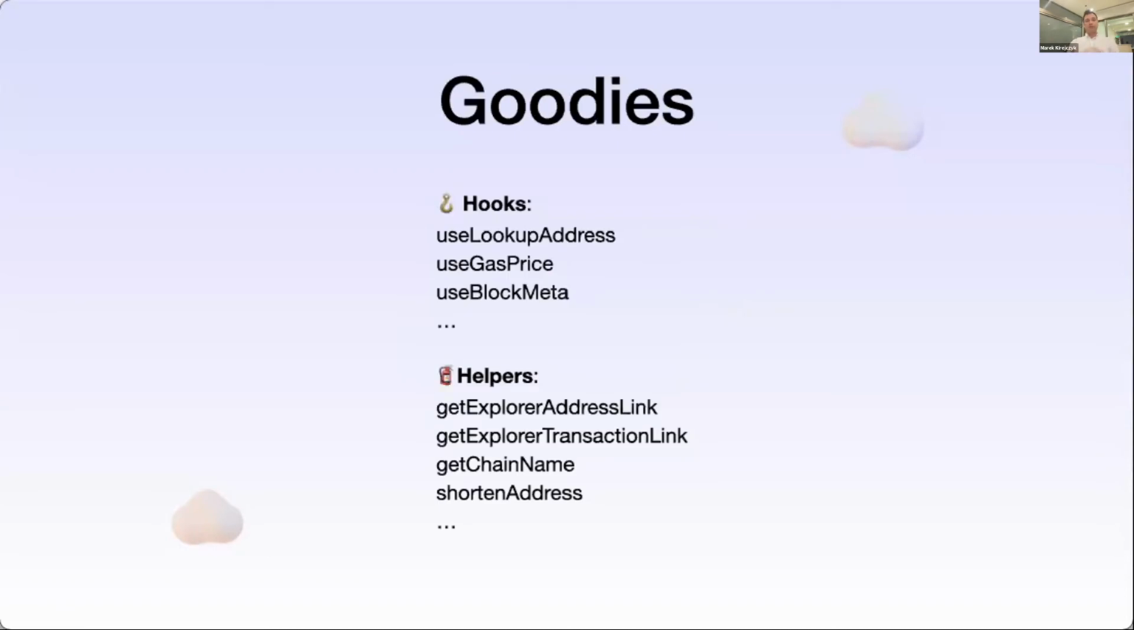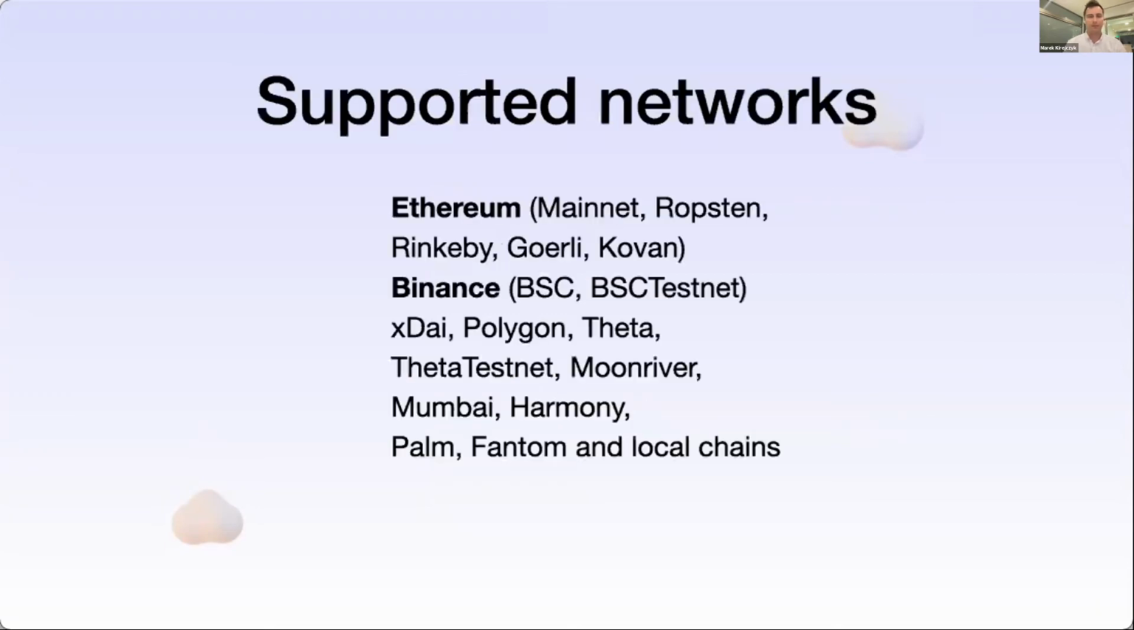So what else is there? There's plenty of other stuff. There's a lot of hooks related to many different things. There is the useLookupAddress hook that relates to ENS. There is useGasPrice that gets you the gas price you can use. useBlockMeta gives you the meta information about the current block. There are a lot of helper methods like getExplorerAddressLink that generates the explorer link that works even if you keep switching networks, so that is pretty convenient as well. Get the current chain name, shorten your address if you want to display just a part of it in the interface, and so on and so forth.